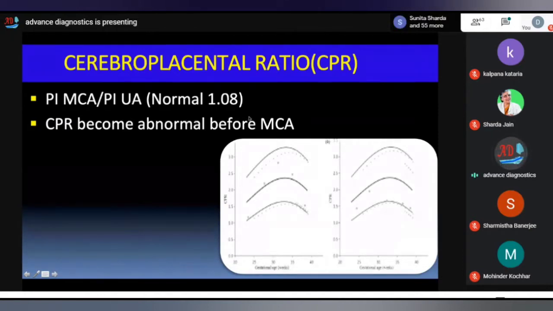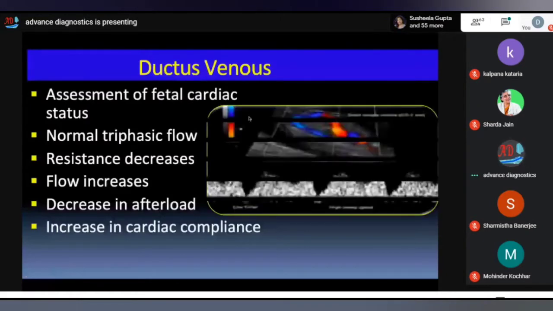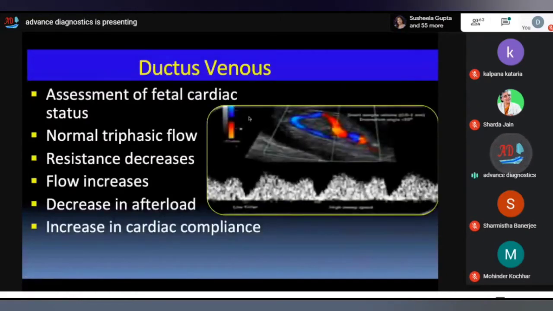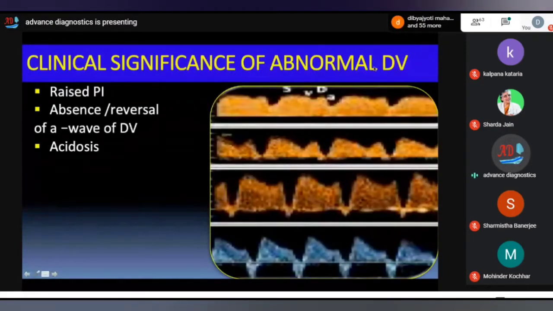That is actually assessment of the fetal cardiac status. So in cases of fetal vascular resistance increase, the heart has to pump against the increased afterload. So slowly the heart first compensates and then the heart starts failing. This is shown by the raised PI in the ductus venosus, and afterward there is absence or reversal of the A wave in the ductus venosus.